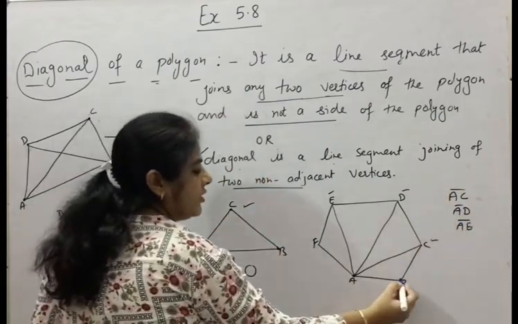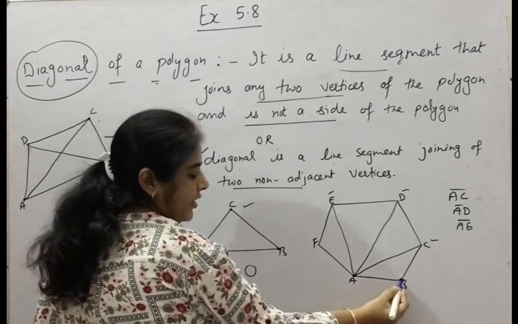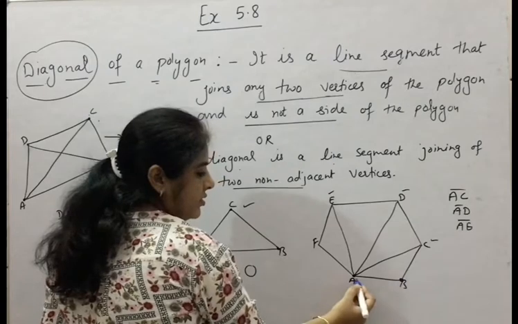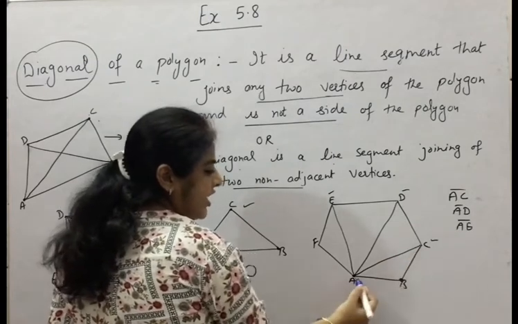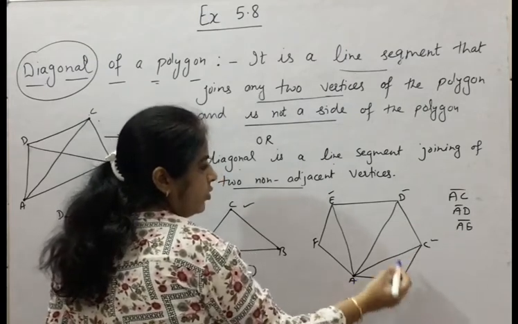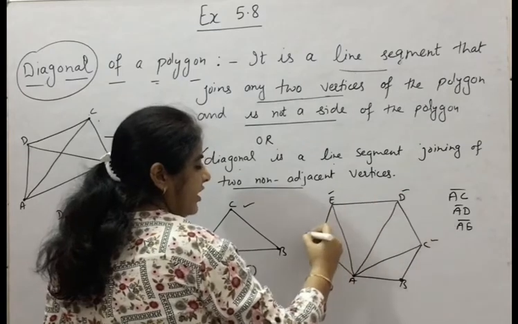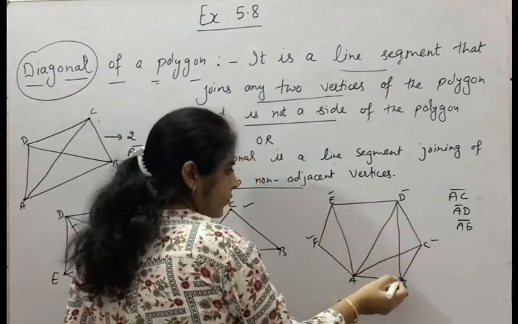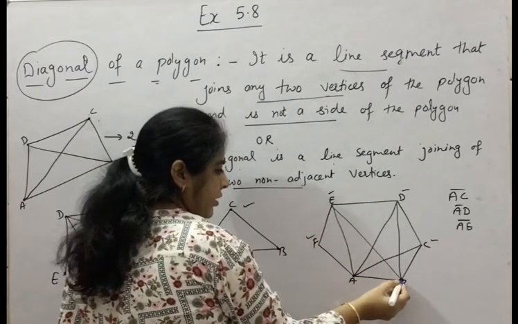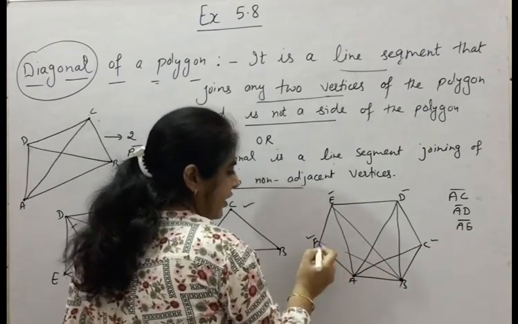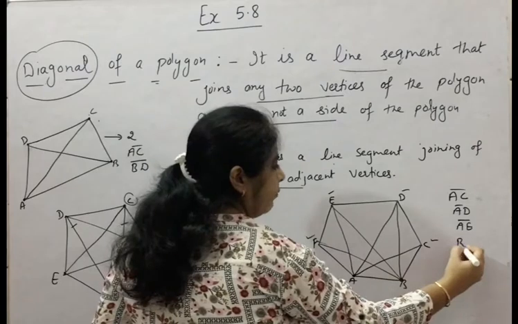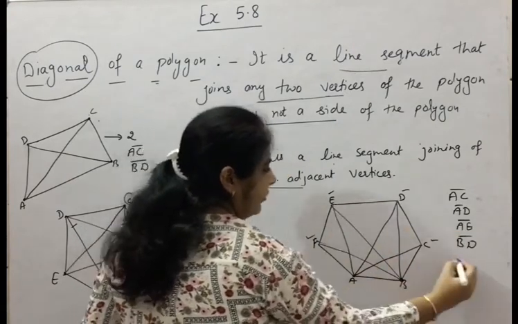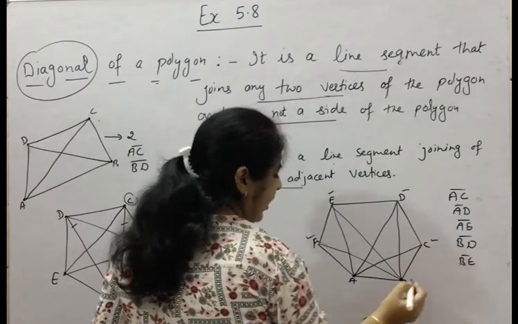Now come to the vertex B. The adjacent vertices of B are C from this side and A from this side. So the non-adjacent are D, E and F. Join B to D, B to E and B to F, and write them: BD, BE and BF.